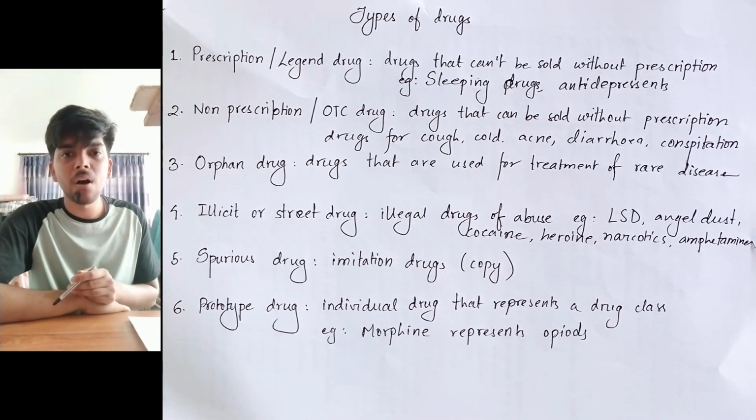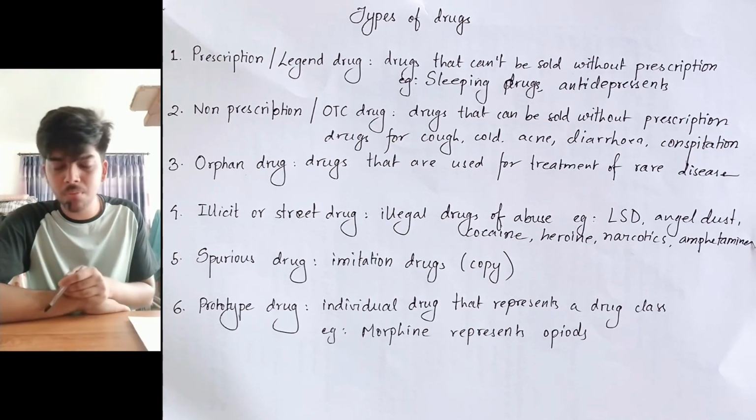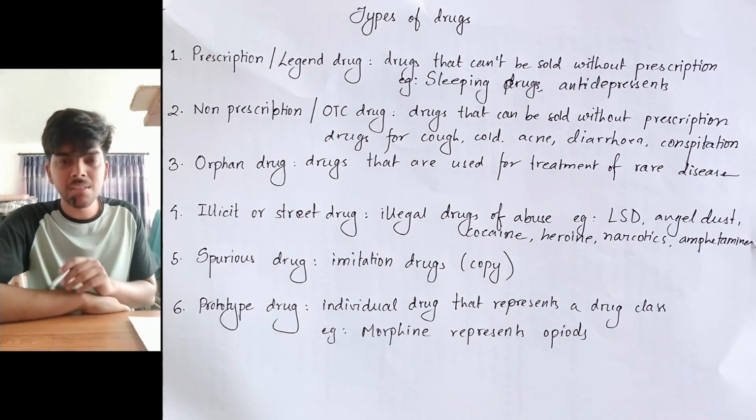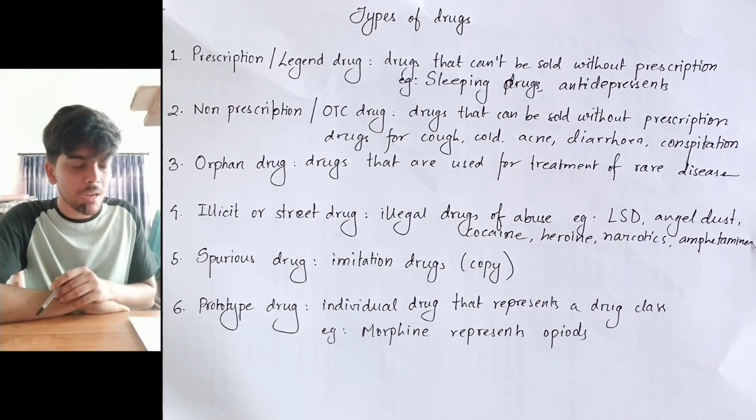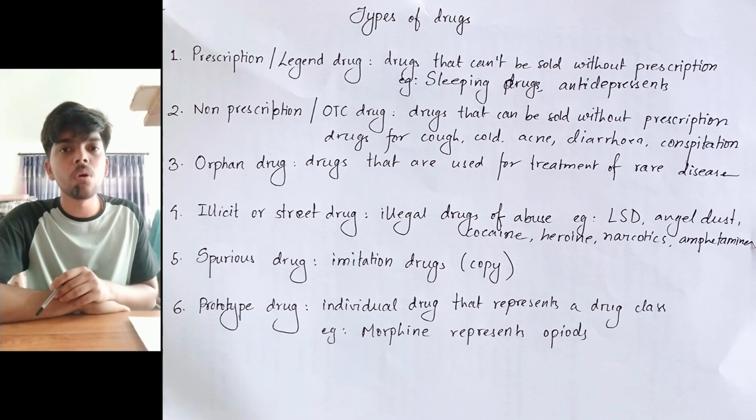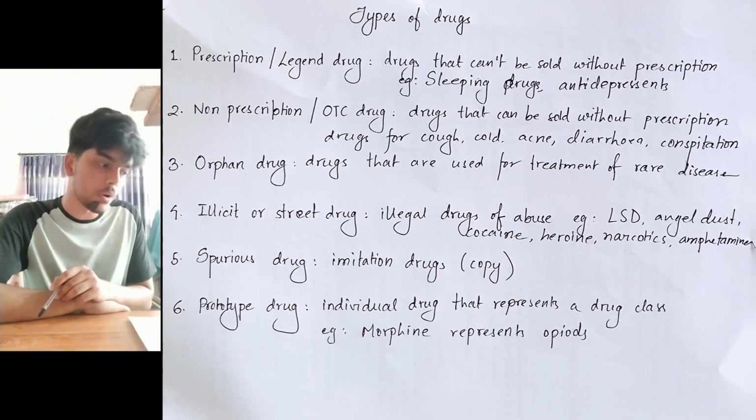For example, if you have a high fever or a high temperature, you would go to a pharmacy and ask for paracetamol. They'll give you paracetamol and you can easily take it without providing them with any prescription. So paracetamol is also an OTC or a non-prescription drug.